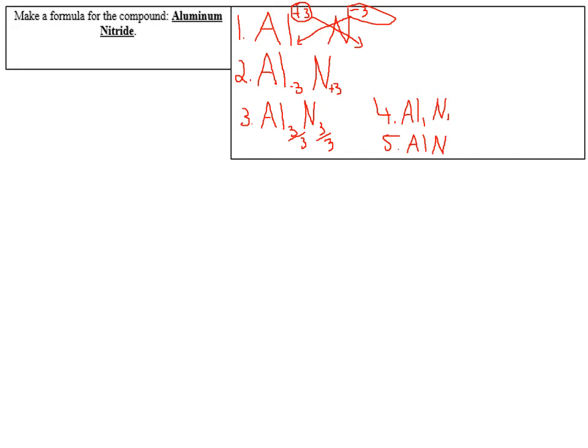I'm going to look at titanium oxide. So this particular titanium has a charge of +4. And you know that oxygen has a charge of -2. So you do the crisscross.